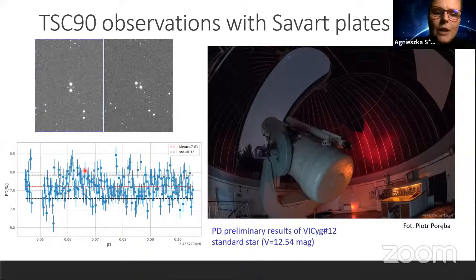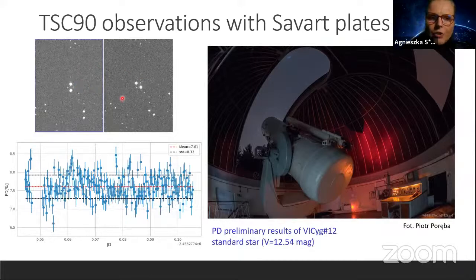Going back to the optical part, we have a 90 centimeter Schmidt-Cassegrain telescope, where we introduced 2 Savart plates. Savart plates are a birefringent material that splits the incoming beam into the ordinary and extraordinary ray. So the polarization planes will be 0 and 90 degrees. If you use the second Savart plate, rotated by 45 degrees relative to the first, then you will measure 45 and 135. This is really one of the simplest ways of measuring optical polarization.